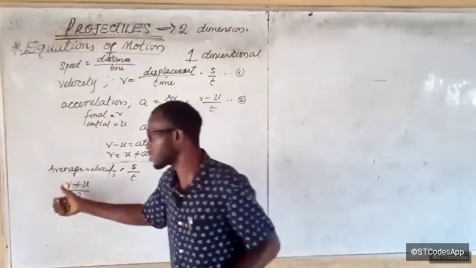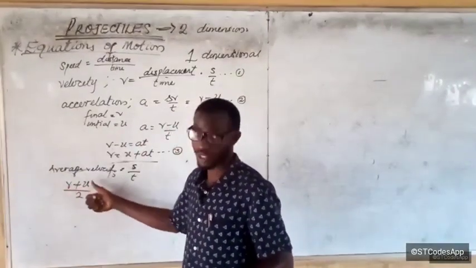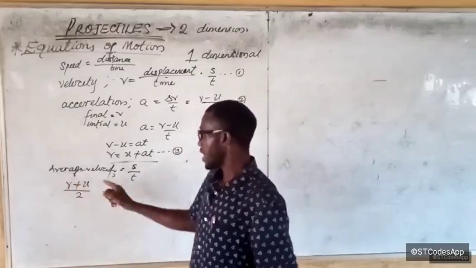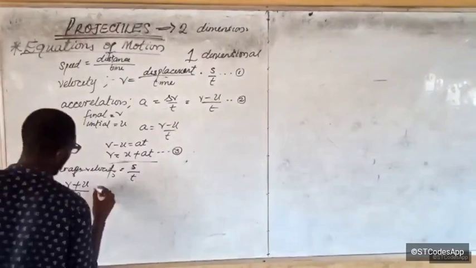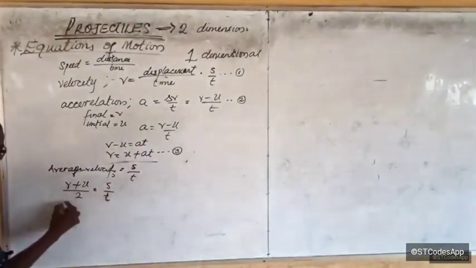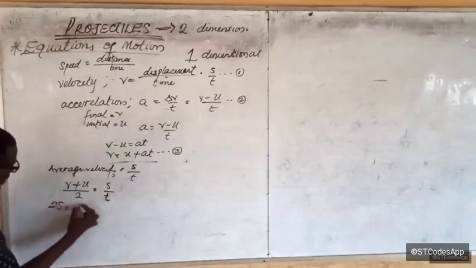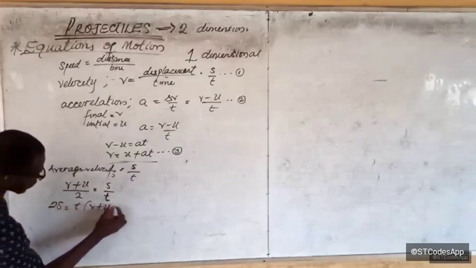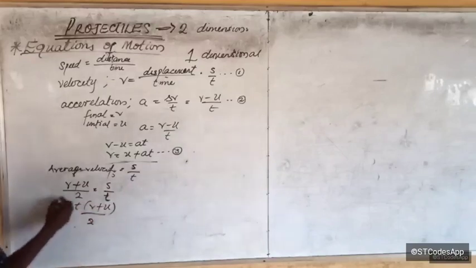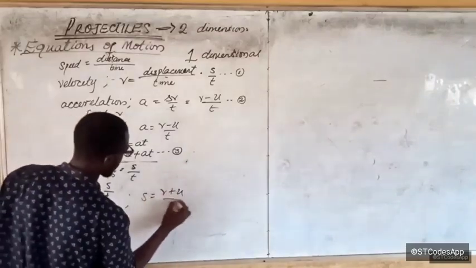So if we are taking the average of the final velocity and the initial velocity, it becomes the final plus the initial over 2. All right. So this average velocity is equal to distance over time, or displacement over time. So that displacement will therefore be equal to what? So 2s will be equal to t into bracket v plus u. So divide both sides by 2, and you have what? S to be equal to v plus u over 2.